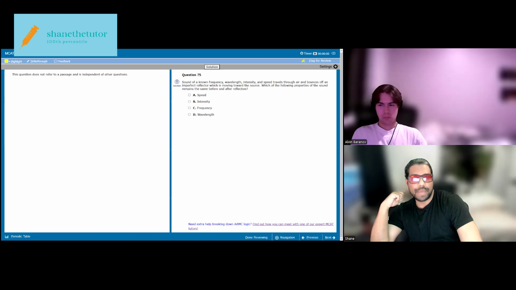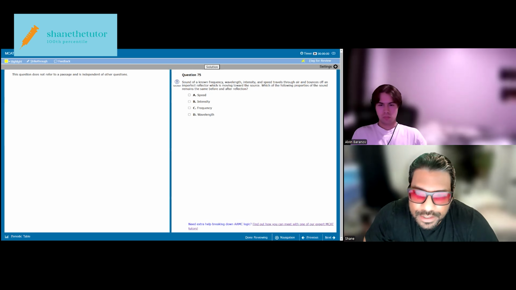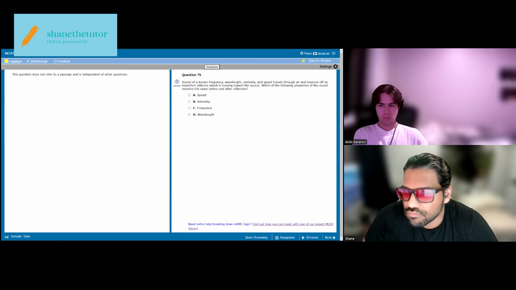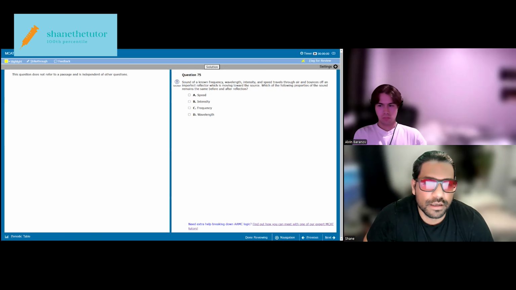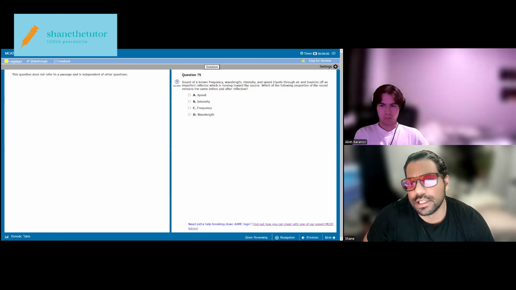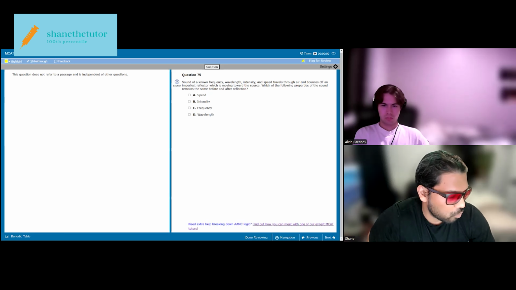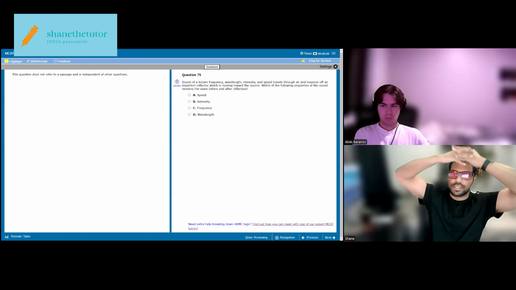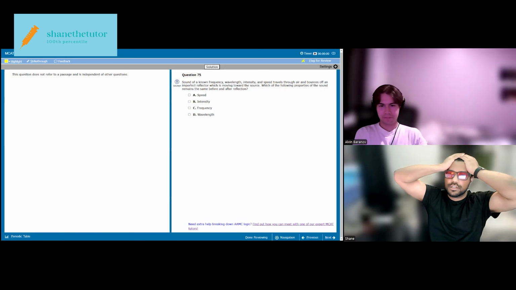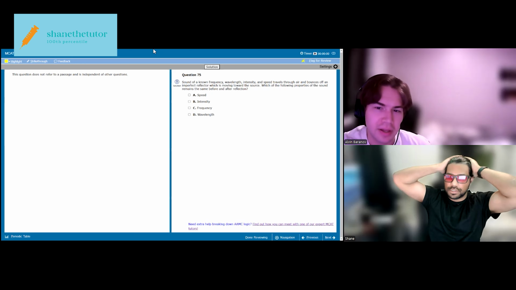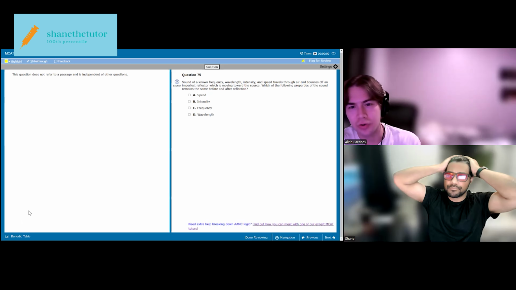I'm imagining an imperfect reflector is something that doesn't completely reflect it, but even if it was, okay, walk me through these choices. The thing is I sometimes have a difficult time trying to differentiate between sound and light.